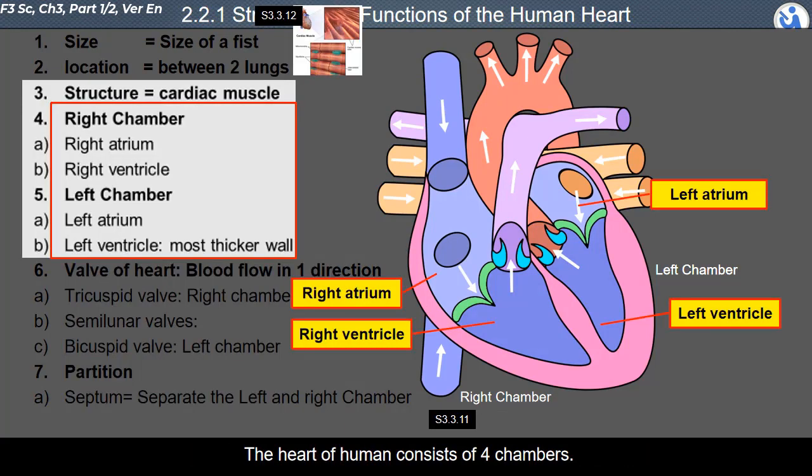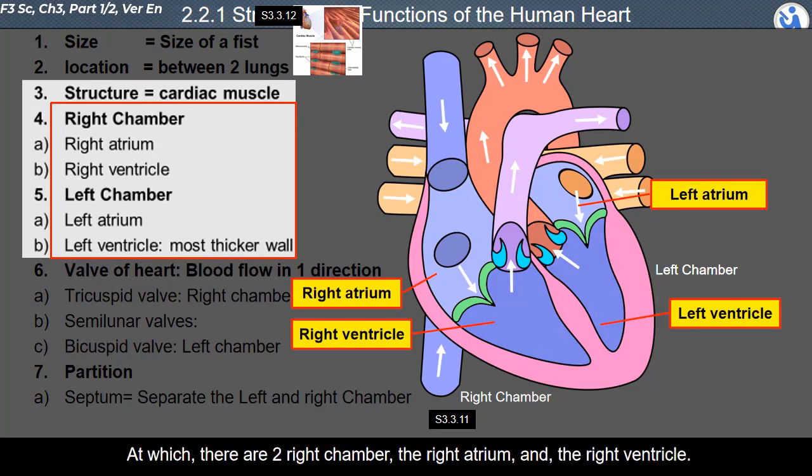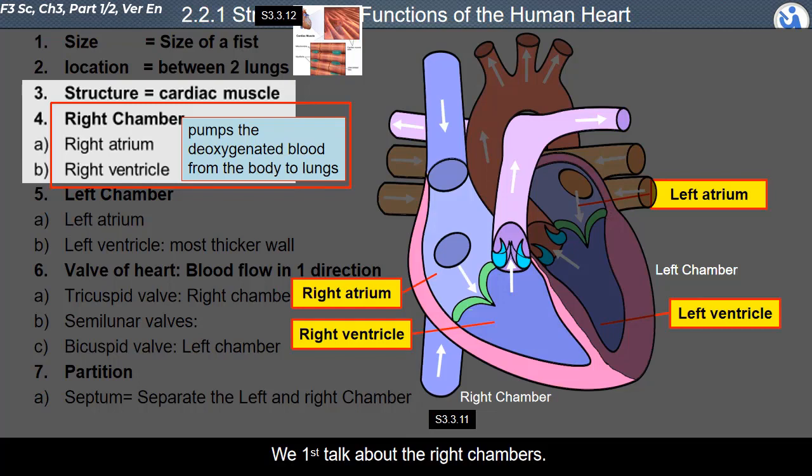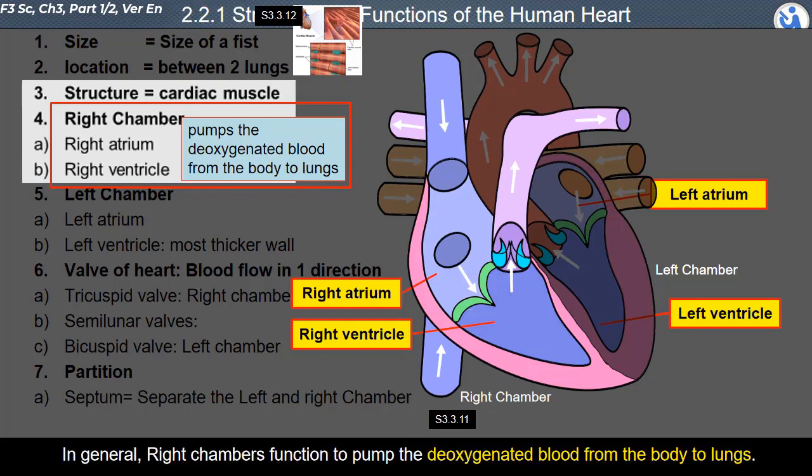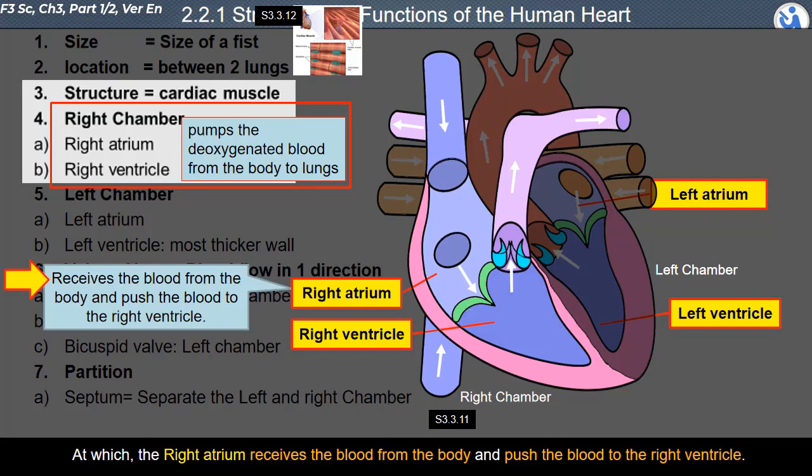The human heart consists of 4 chambers: the 2 right chambers, the right atrium and the right ventricle, and the 2 left chambers, the left atrium and the left ventricle. We first talk about the right chambers. In general, the right chambers function to pump the deoxygenated blood from the body to the lungs, in which the right atrium receives the blood from the body and pushes the blood to the right ventricle.